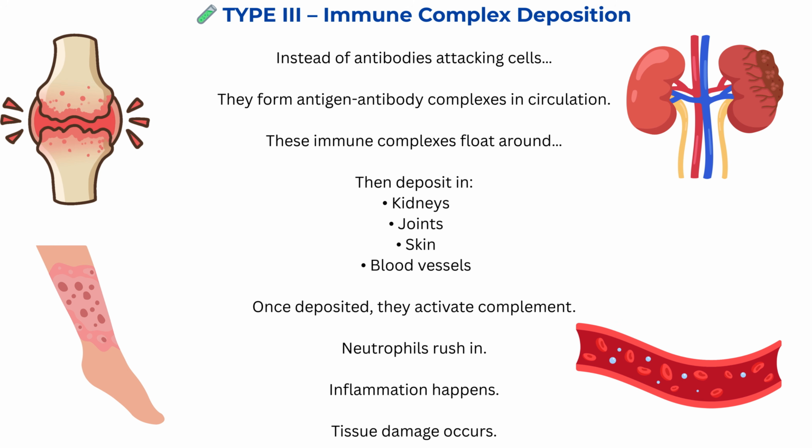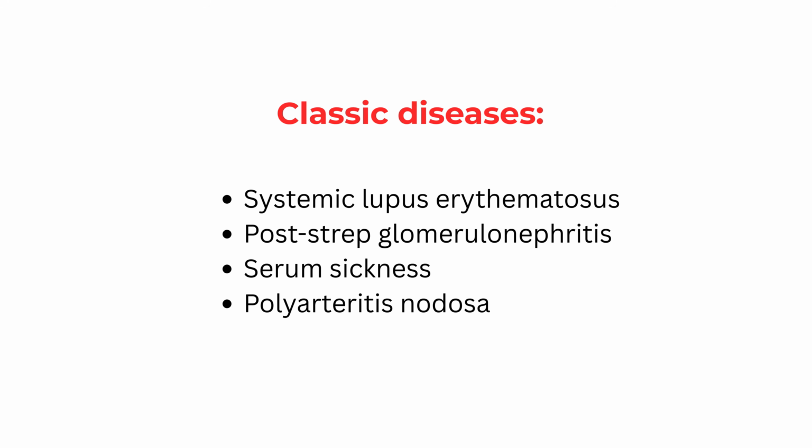Type 3, immune complex deposition. This is where students get confused. So think of it like this. Instead of antibodies attacking cells, they form antigen-antibody complexes in circulation. These immune complexes float around, then deposit in kidneys, joints, skin, blood vessels. Once deposited, they activate complement. Neutrophils rush in, inflammation happens, tissue damage occurs. Classic diseases: systemic lupus erythematosus, post-strep glomerulonephritis, serum sickness, polyarteritis nodosa.